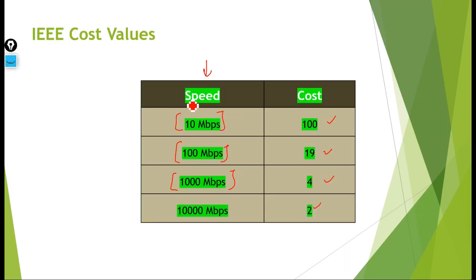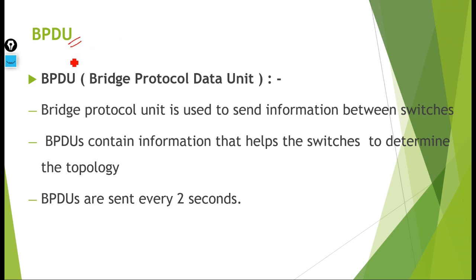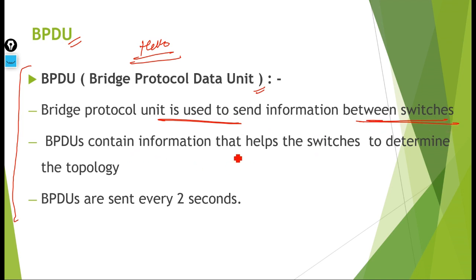Moving ahead. So cost, which we have already seen: for 10 Mbps it is 100, for 100 Mbps it is 19, which we have considered. Like that, depending upon the speed, the cost will be there. So far, we discussed BPDU in detail. BPDU is basically your bridge protocol data unit. It is basically similar to a hello packet, and this bridge protocol data unit is used to send information between the switches. It contains the information that helps switches determine the topology, and initially every switch will advertise in the BPDU, hey, I am the root switch, I am the root switch.